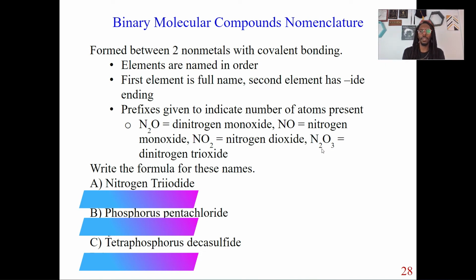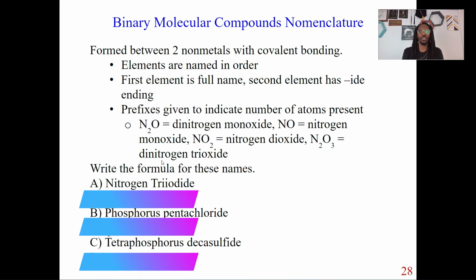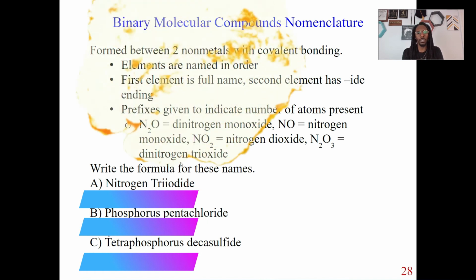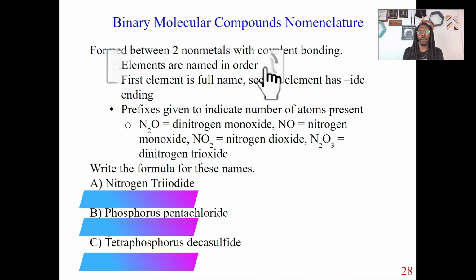Let's look at one more, N2O3. This is letting me know I have two nitrogens and three oxygens in this chemical formula. When it comes to naming them, it's going to be dinitrogen and then trioxide. That tells me I have two nitrogens, dinitrogen, and three oxygens, tri for three, and then oxide. Remember, the second element, you change the ending to IDE.